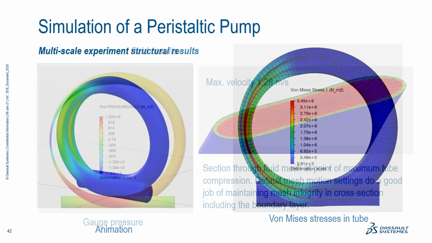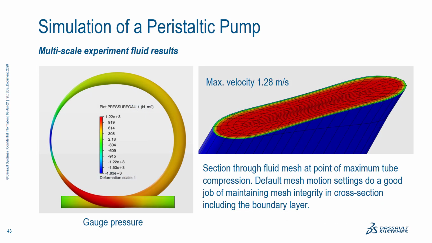From a fluid dynamic point of view, we can see the gauge pressure. So we are compressing the tube, and we are creating two different regions. One is at a low pressure, and another one is at a high pressure. So the difference in pressure is creating the velocity that is moving the water inside. And you can see also with the mesh, the default mesh motion settings do a good job maintaining the integrity in the cross section, including the boundary layer.